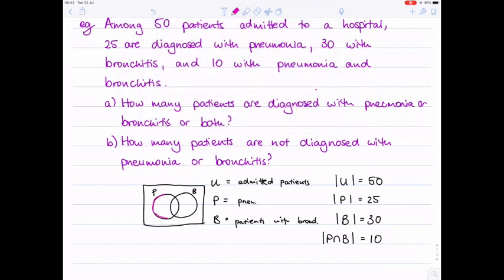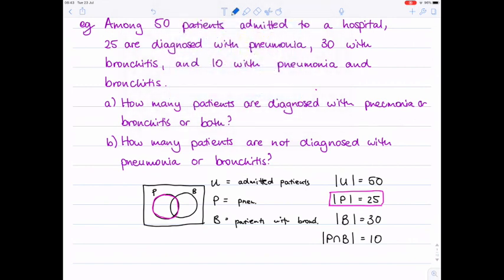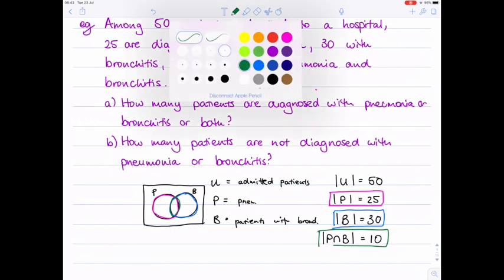So my set P is of size 25. My set B has size 30, and the intersection of the two is size 10. And I'm sure at school you worked with problems like this, and you can certainly just do it by putting the numbers in and doing some calculations, but we're actually going to develop a rule that works for this kind of problem.